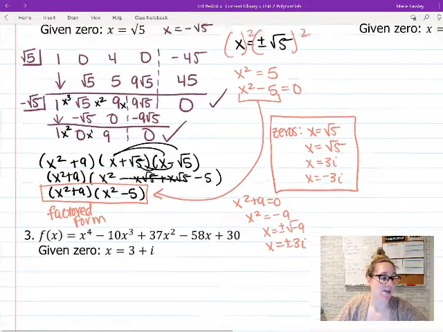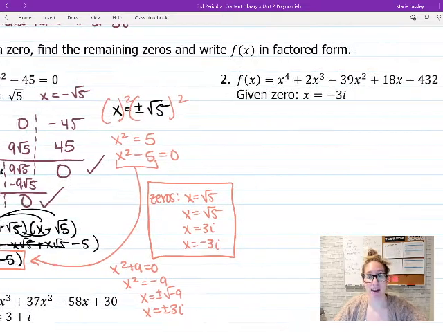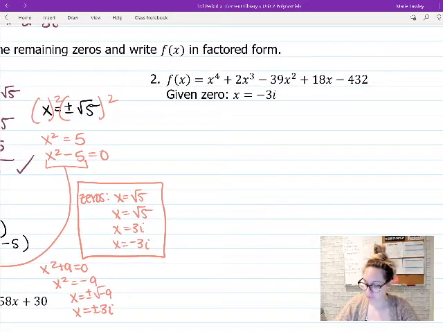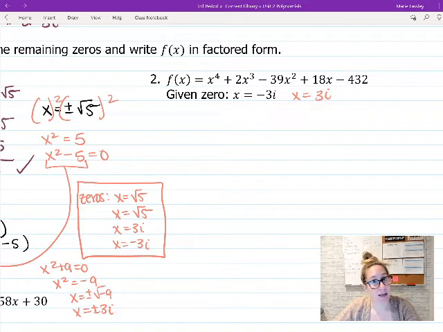All right, now that was doing it with an irrational 0. Now we're going to do one that has an imaginary 0. So problem number 2. Given that we have this 0, x equals negative 3i, we also know that we have x equals positive 3i, because remember, imaginary numbers and irrational numbers come in pairs. They're just negatives of each other. One will be plus, one will be a minus.